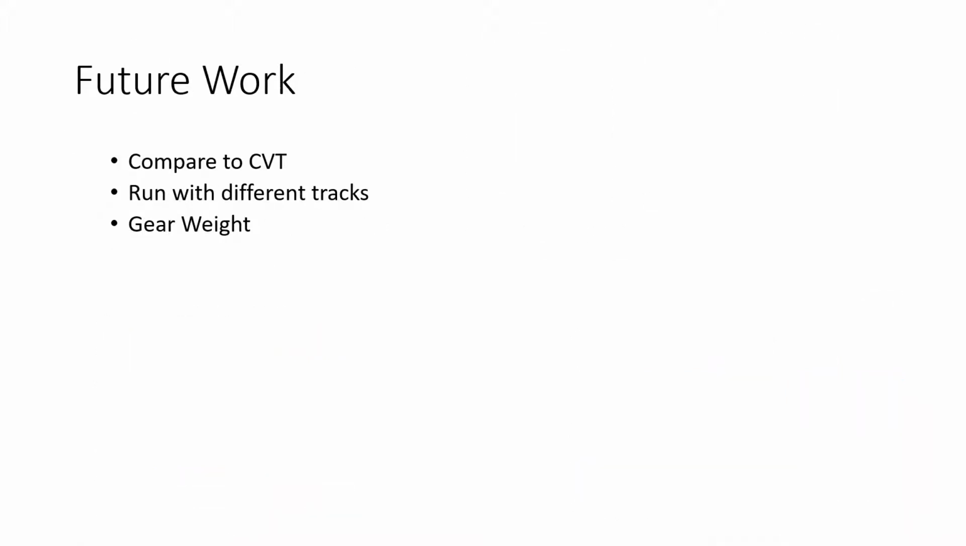Some additional work that I'm planning on doing is to create a CVT model and compare its results with that of my GA optimized transmission. I also want to try running a different track through the solver to see how the results change. And finally, I want to implement some kind of a penalty for the size and amount of gears used.